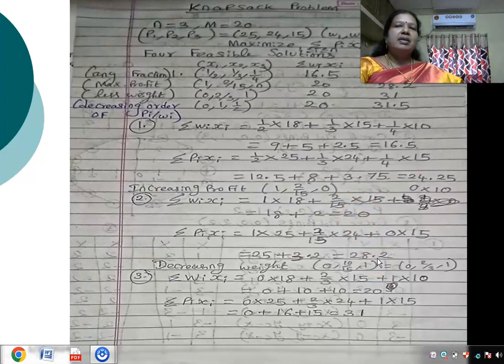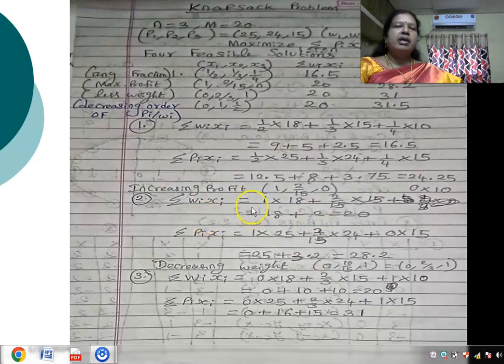So that is a little bit greater than the first method. And the third one, again I have calculated, its profit is 31. So again it's much better than the other methods. The final strategy is PI by WI.